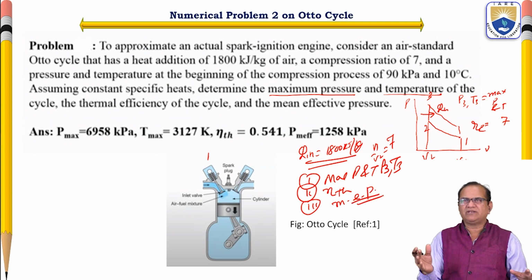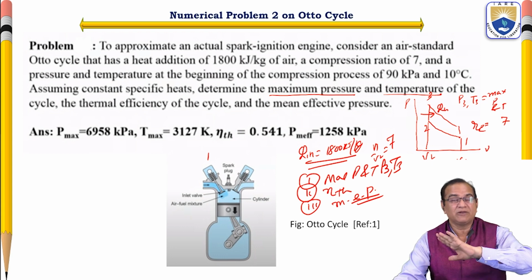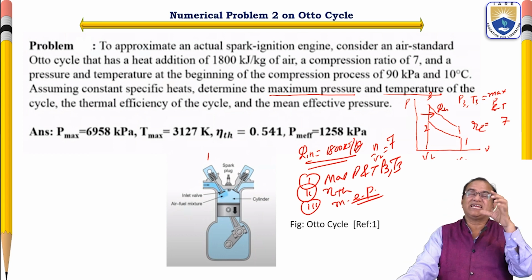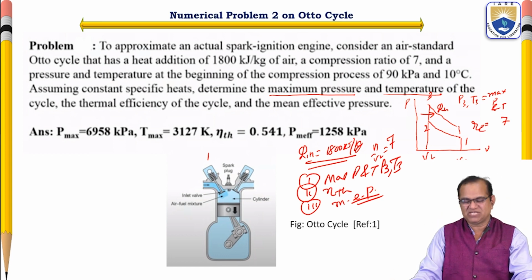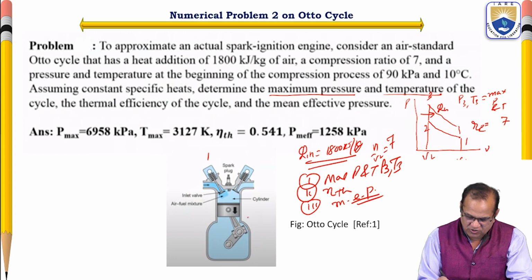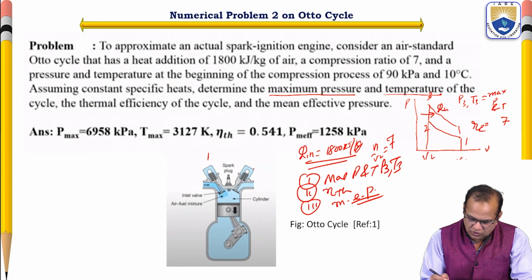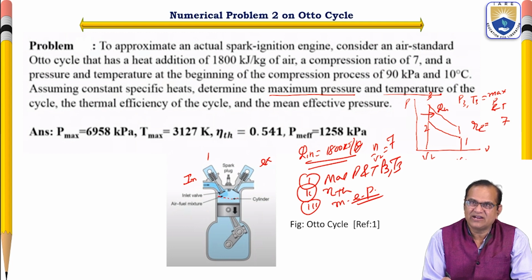Like the previous one, in which the temperature was given, only pressure P3 was given, here P3 and T3 are not given. But in place of P3 and T3, how much heat is added in the constant volume process, that is 1800 kilojoule per kg, is mentioned. Here is your petrol engine or spark ignition engine. You can see this is the inlet and this is the exhaust. Here is the piston, moving up and down. Initially it is at the top dead center.